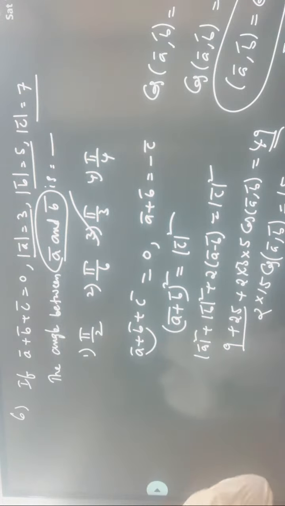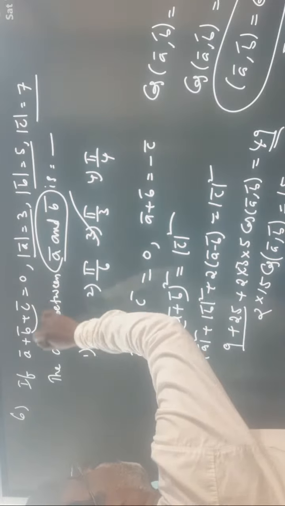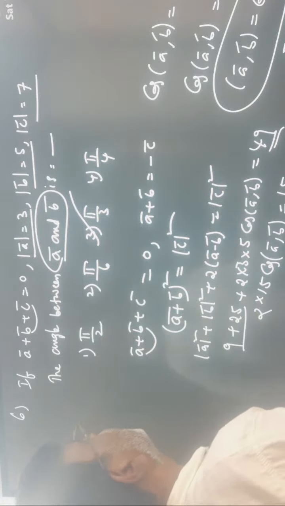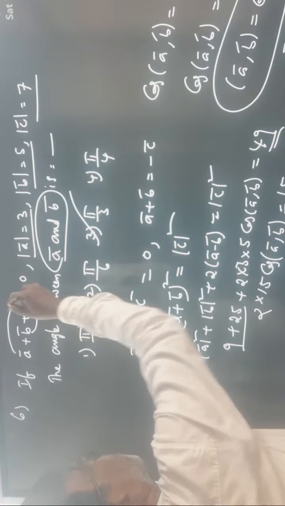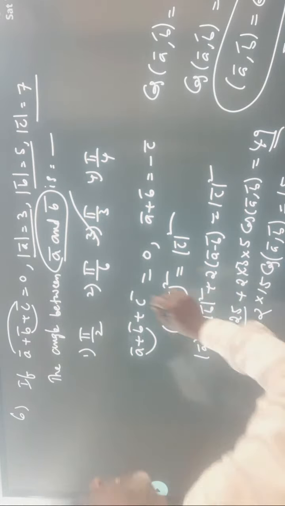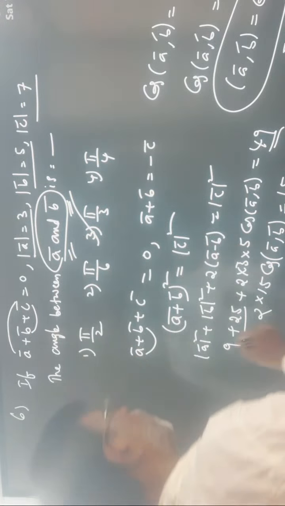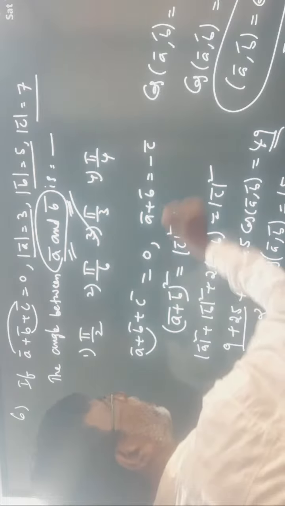Once again I will explain that. So a bar plus b bar plus c bar is given as 0. Here the angle between a and b is asked. Suppose you are asked the angle between b and c, take the remaining one on the other side. If he is asking the angle between a and c, then take b on that side. It depends upon the question asked. Here the question asks for the angle between a bar and b bar. So a bar plus b bar equals minus c bar.